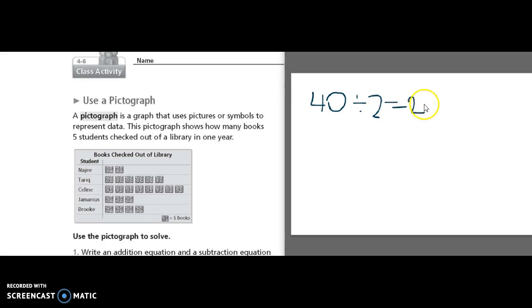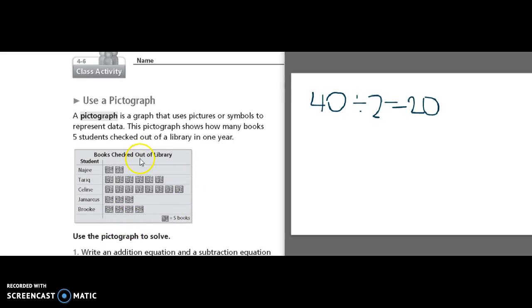So what am I going to get? I'm going to get 20. So then here's my number 20. The graph doesn't have the numbers over here, so I need to figure that out. Who over here read 20 books? I'll remember they each stand for 5. So I'm going to say 5 times what equals 20, or 20 divided by 5 equals what? And that's going to be 4.